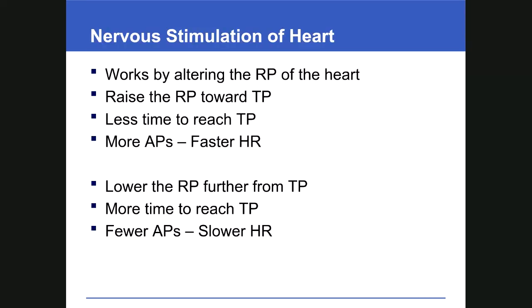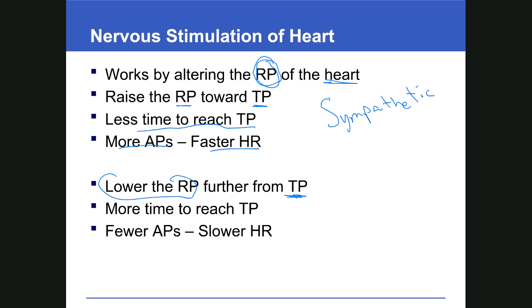So it works by changing the resting potential of the heart. So you move the resting potential toward threshold. It takes less time. So we're going to have more action potentials, faster heart rate. And that's what the sympathetic does. On the other hand, if you lower the resting potential further away from threshold, it's going to take more time to reach threshold. So we're going to have fewer action potentials and a slower heart rate. And that's what the parasympathetic does.